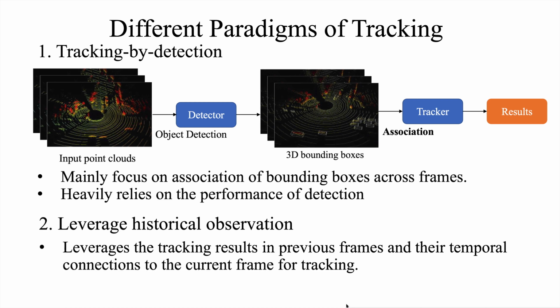There are two different paradigms of single object tracking. The first one we call tracking by detection. The figure below is an example. Given the input point clouds, this paradigm first uses a detector to perform object detection and get estimated 3D bounding boxes. And then it uses a tracker to perform association and get the final results. This paradigm mainly focuses on association of bounding boxes across frames, and heavily relies on the performance of a detector. So there is no connection between frames in the first paradigm.